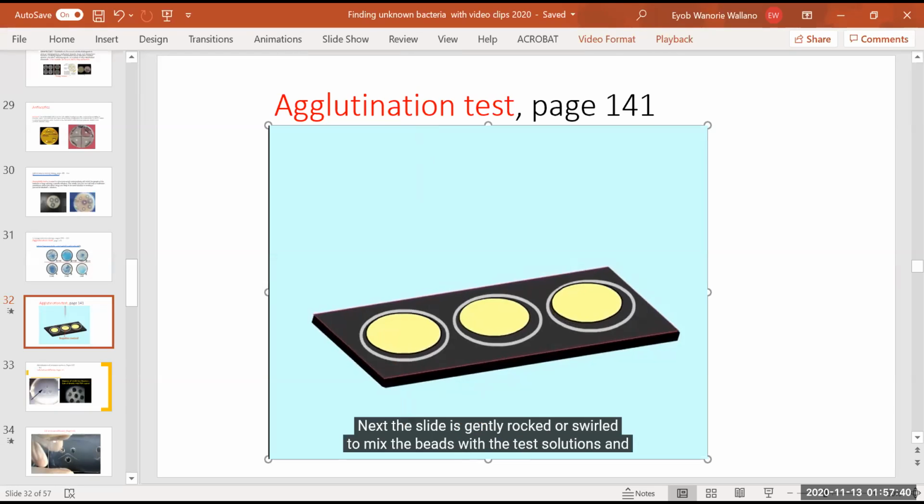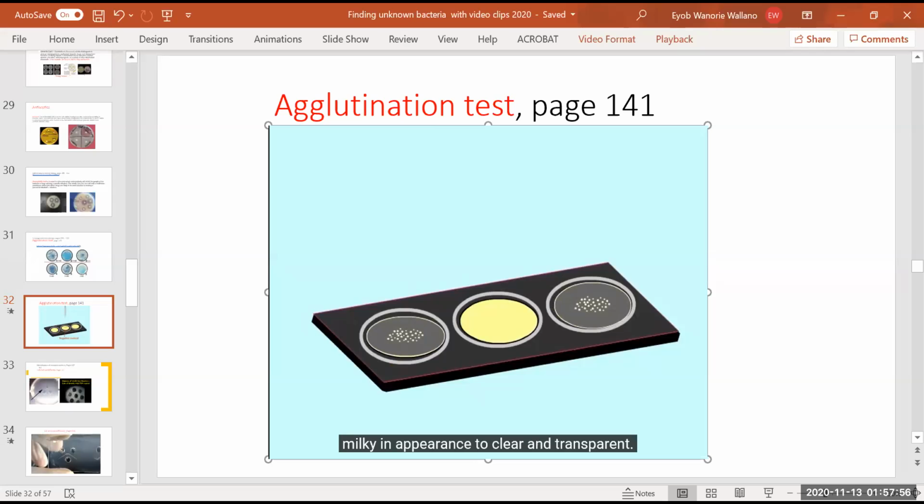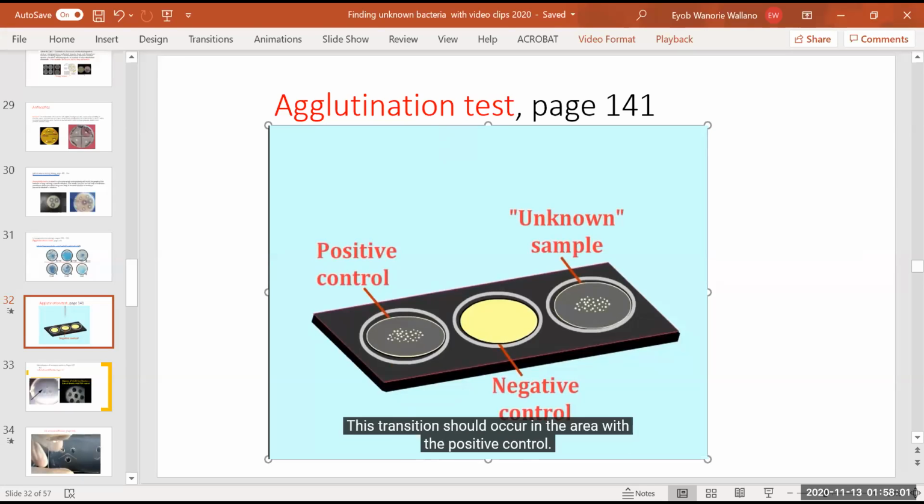Next, the slide is gently rocked or swirled to mix the beads with the test solutions. The samples containing the antigen of interest will begin to agglutinate the beads. This will produce the appearance of visible clumps, and the solution itself will turn from milky in appearance to clear and transparent. This transition should occur in the circle with the positive control.